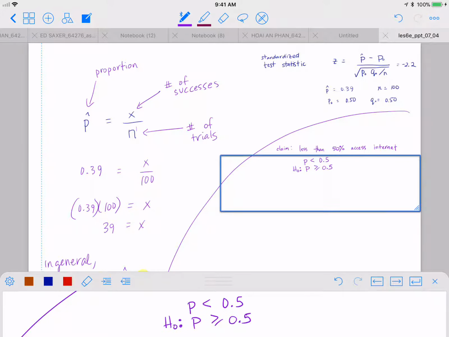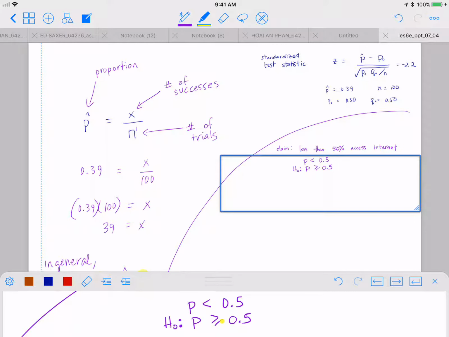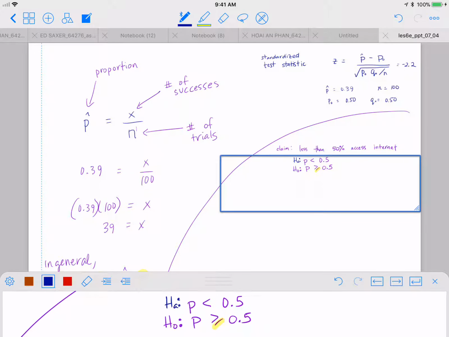For us, the null hypothesis is going to be P greater than or equal to 0.5 because, remember, the null hypothesis always includes an equality sign. Okay, so since we've got this equals in P greater than or equal to 0.5, we know that statement is our null hypothesis. And our alternative hypothesis is P less than 0.5. So our claim is actually the alternative hypothesis.